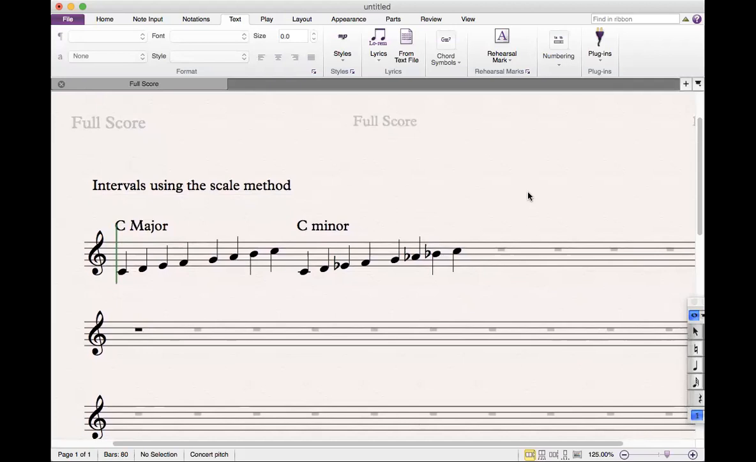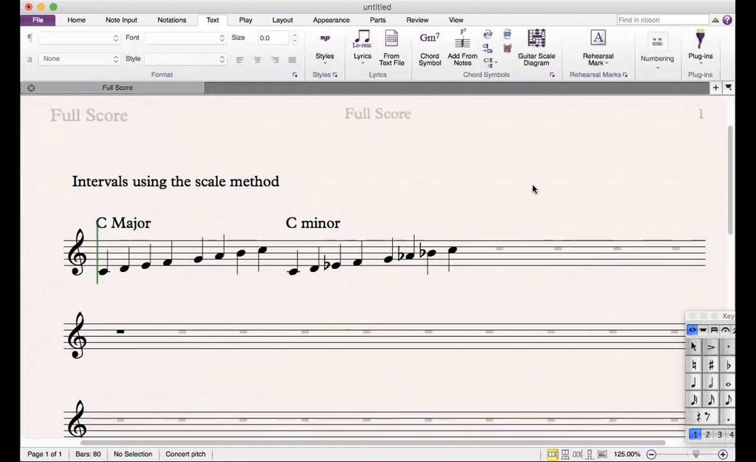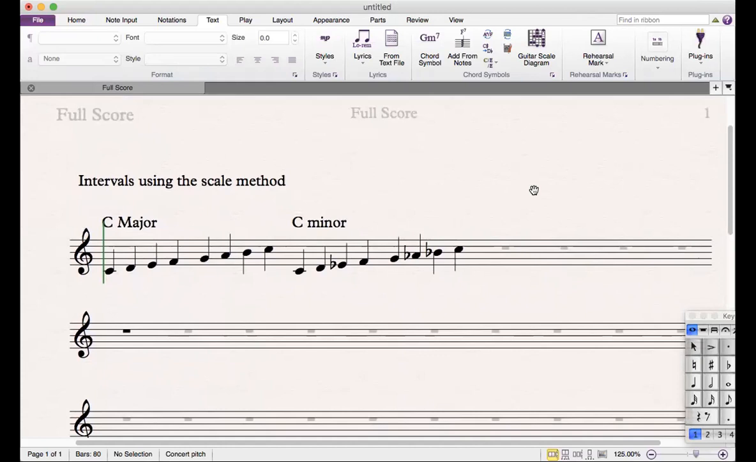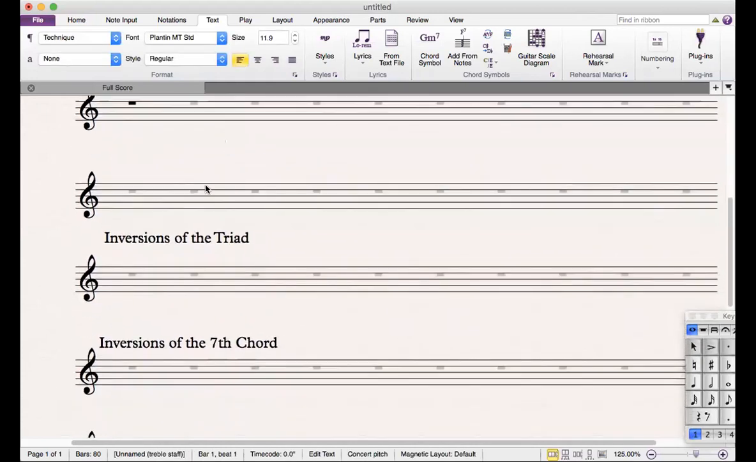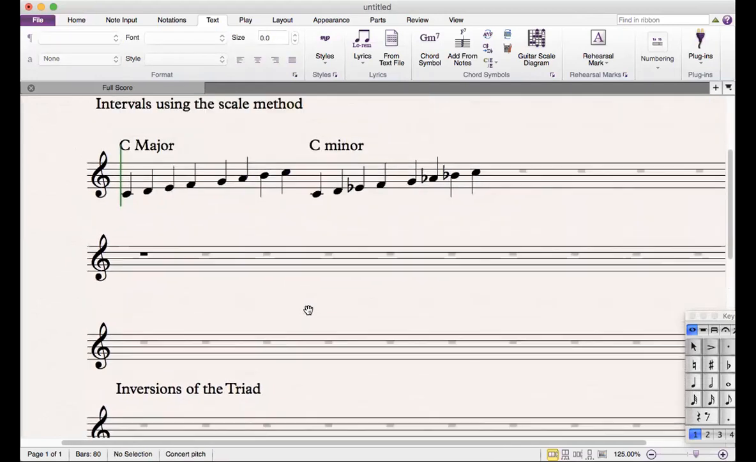Some of us maybe took some time between theory classes, so maybe it's a bit rusty. Also over summer we tend to forget some things. That's okay. So let's just be reminded. I'd say the two most important things that you need to know before we go on have to do with intervals and inversions.